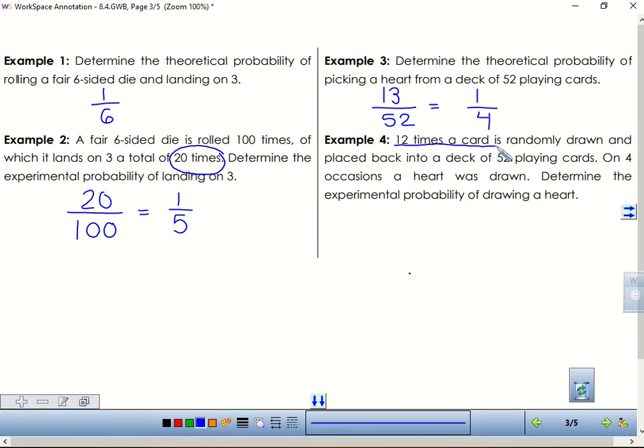So 12 times a card is randomly drawn and placed back into a deck of 52 playing cards. On 4 occasions a heart was drawn. Determine the experimental probability of drawing a heart. So, how many times did we actually draw a heart? 4. Out of how many trials? 12. Good. So the experimental probability is what? 4 out of 12, which is 1 over 3. So your experiment came out with an experimental probability of 1/3, which is higher than the expected, which does happen. It's not exact. Theoretical is exactly as it says, it's theoretical.